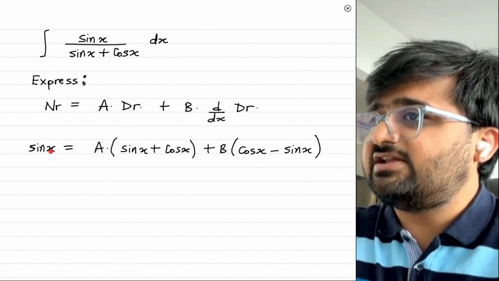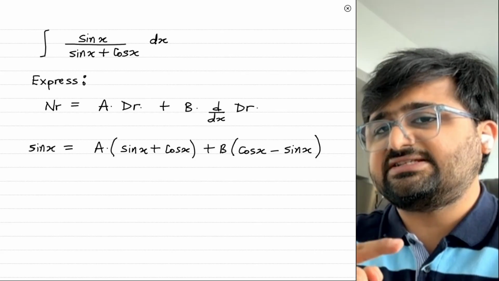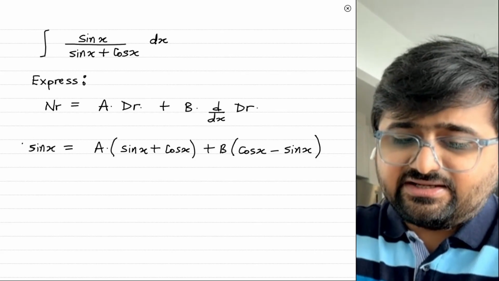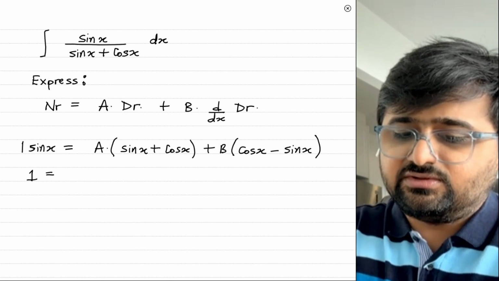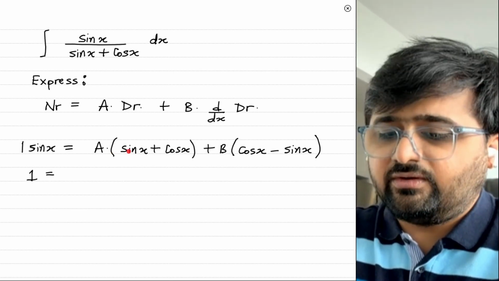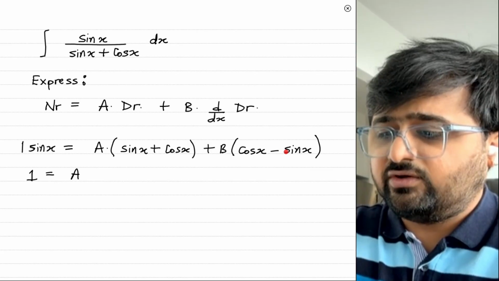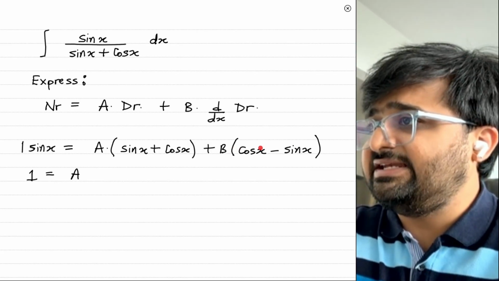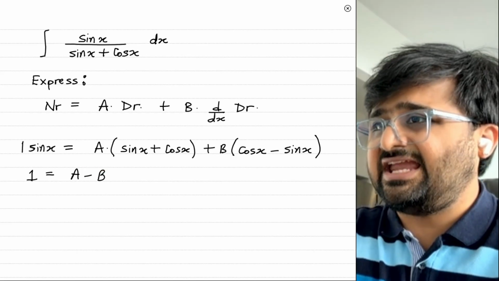In order to find the values of a and b, you have to compare the coefficients of sin x and cos x on both sides. So on the left hand side, the coefficient of sin x is 1. So we have 1 is equal to. On the right hand side, the coefficient of sin x here is a, and the coefficient of sin x here is minus b. So on the right hand side, the coefficient of sin x is a minus b.